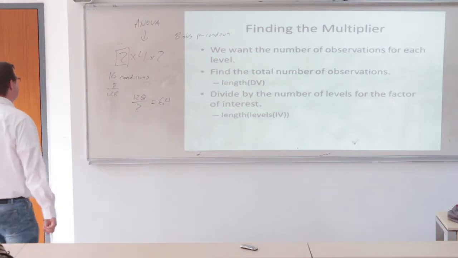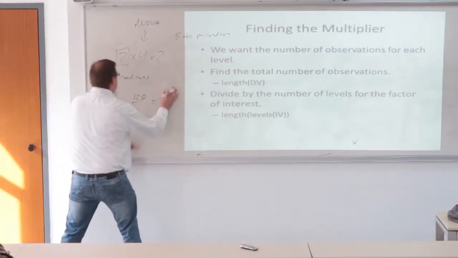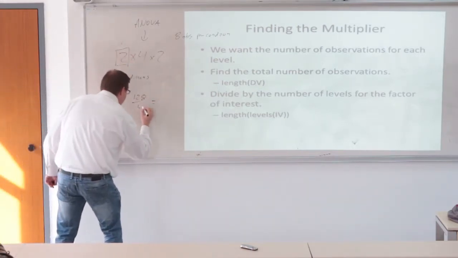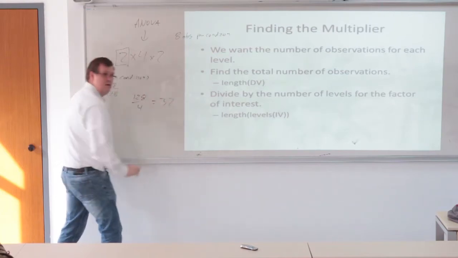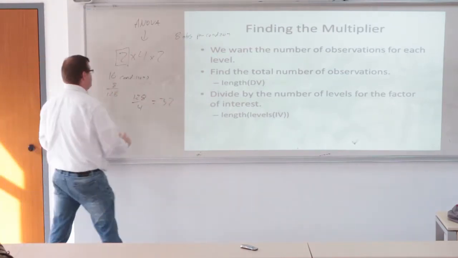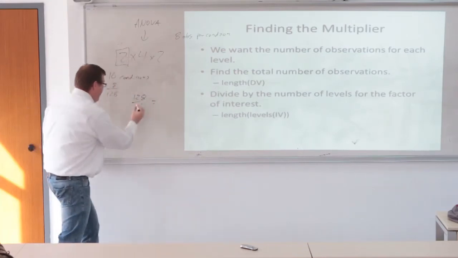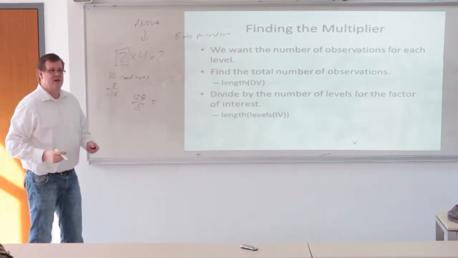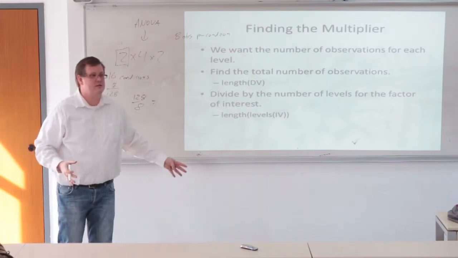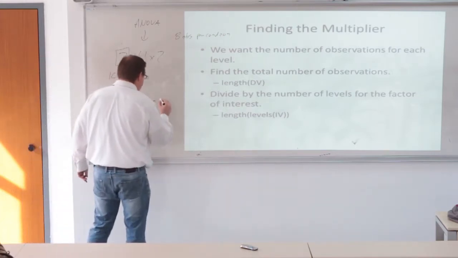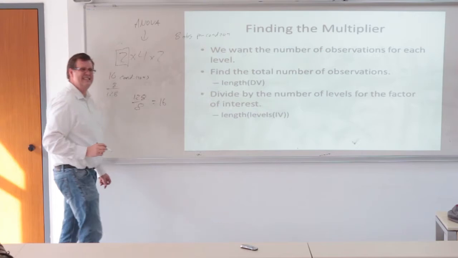How about for the second factor? Well, you want the second factor. Divided by 4. That's 32. You want the interaction between the first and the second factor? You're going to divide by 8, because you have 8 combinations, right? You divide by 8, now you've got 16.